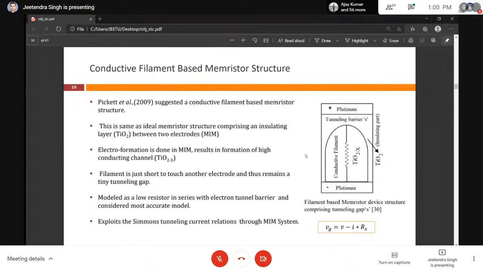And here is another structure of the memristor, which is basically similar to your MIM structure, metal insulator metal structure, but here the oxygen vacancies are generated with the help of the electroformation process. In the electroformation process, we apply a high voltage for a certain duration, in which the conductive filament of the oxygen vacancies is developed here.